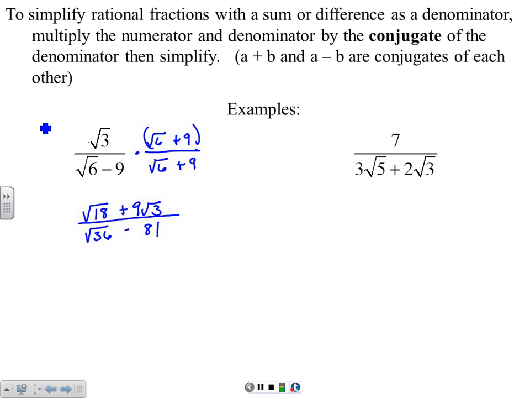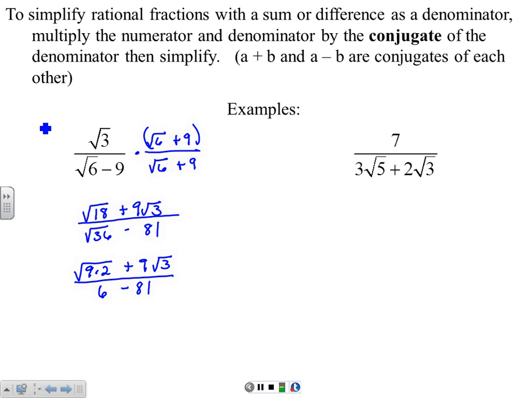Okay, we can simplify the square root of 18. The square root of 18 is going to go into 9 times 2. We cannot simplify 9 square root of 3. And then the square root of 36 is 6 minus 81. So you see the radical goes away. We still have some cleaning up to do though.